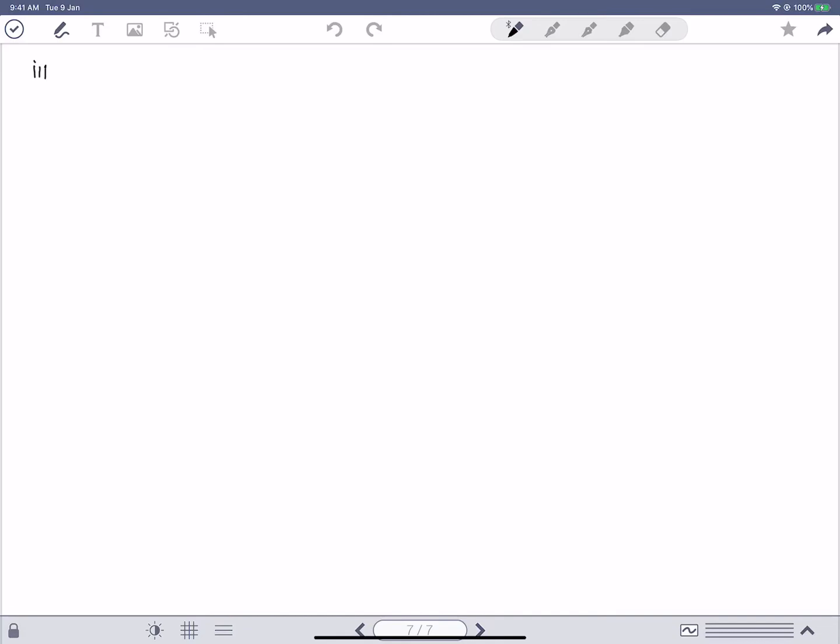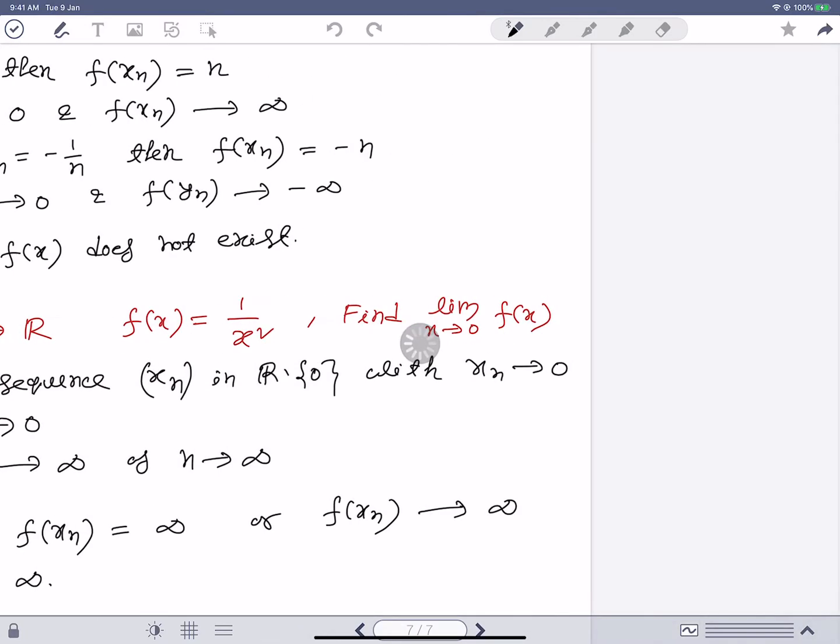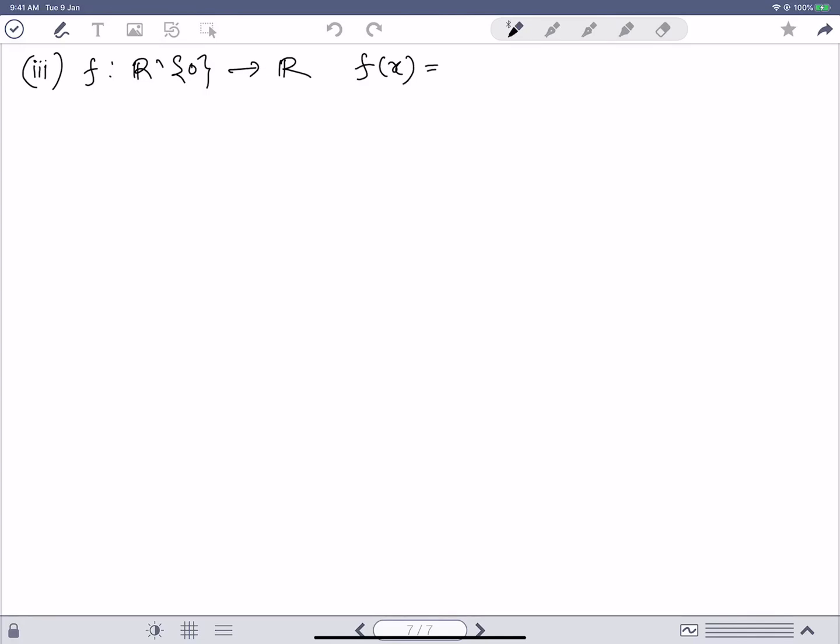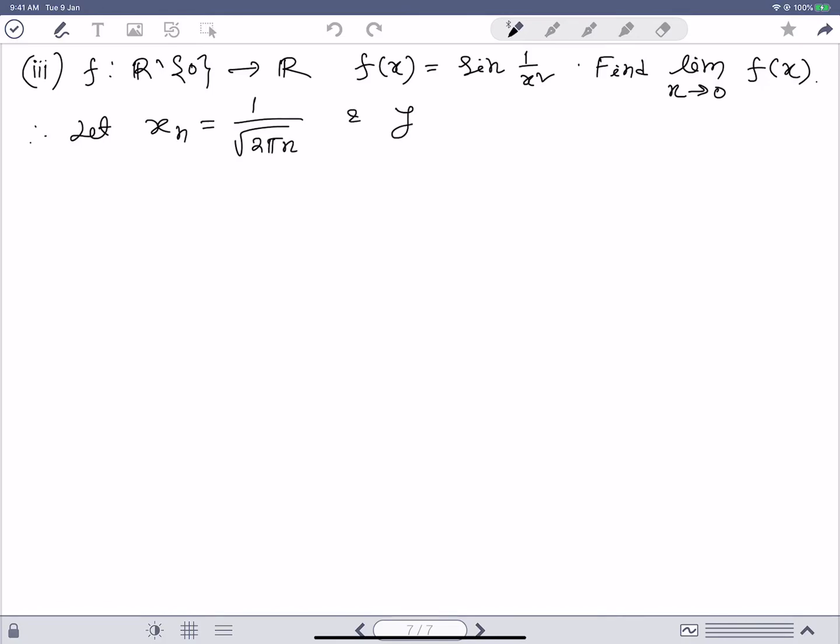Say example 3. f is a function from again R minus 0 to R, defined by f of x equal to sine of 1 by x square, and we wish to find the limit as x tends to 0 of f of x. Now here is the solution. So let xn equal to 1 by root over 2 pi n and yn equal to 1 by root over 2 pi n plus pi by 2.